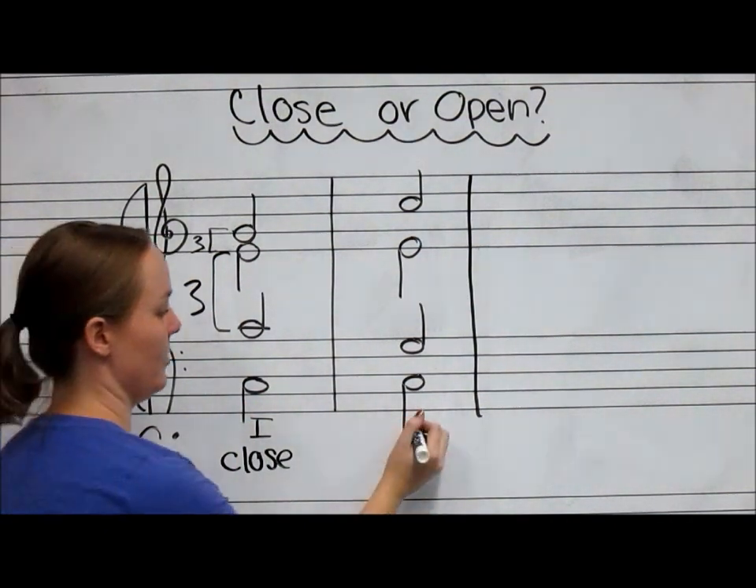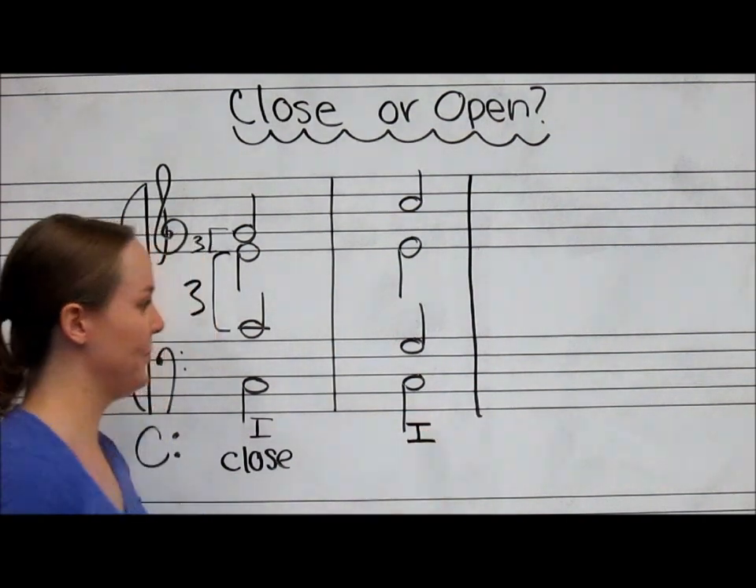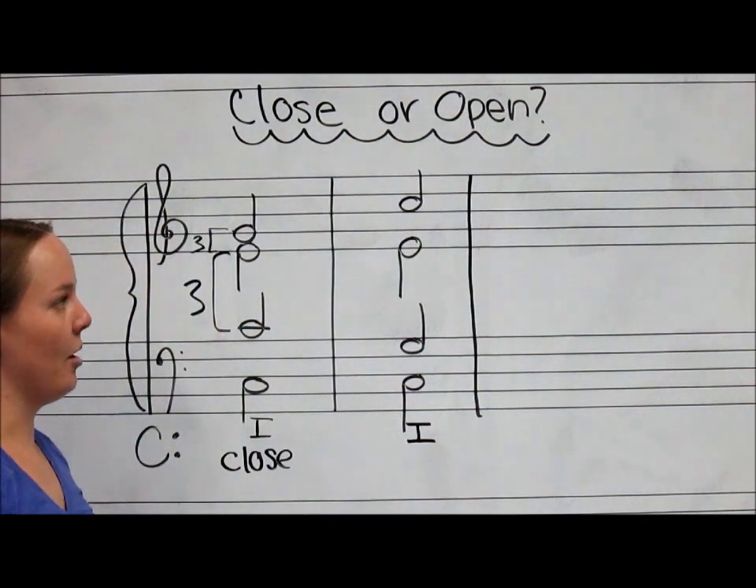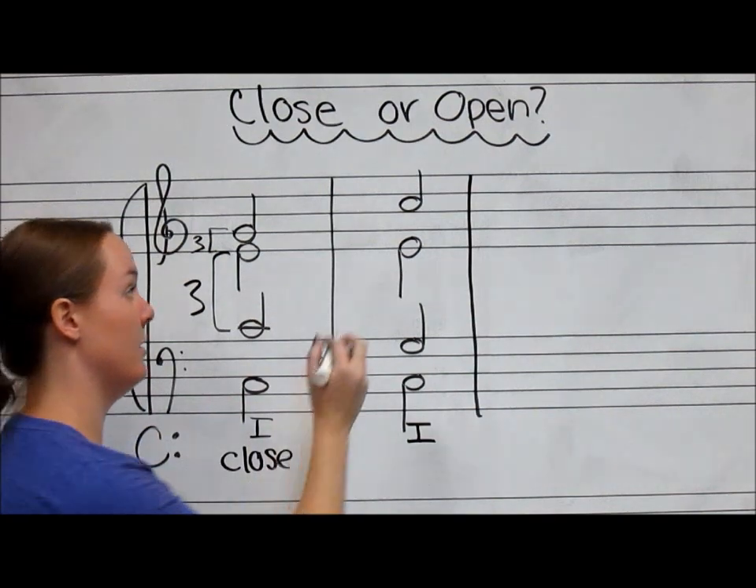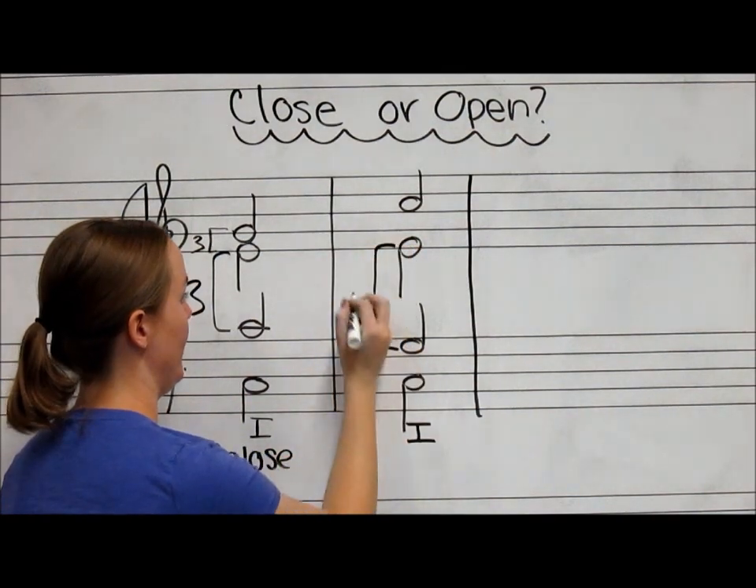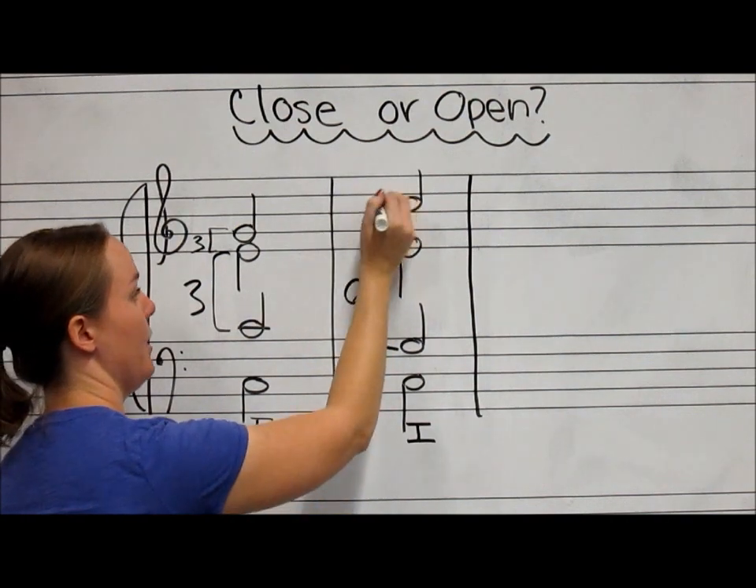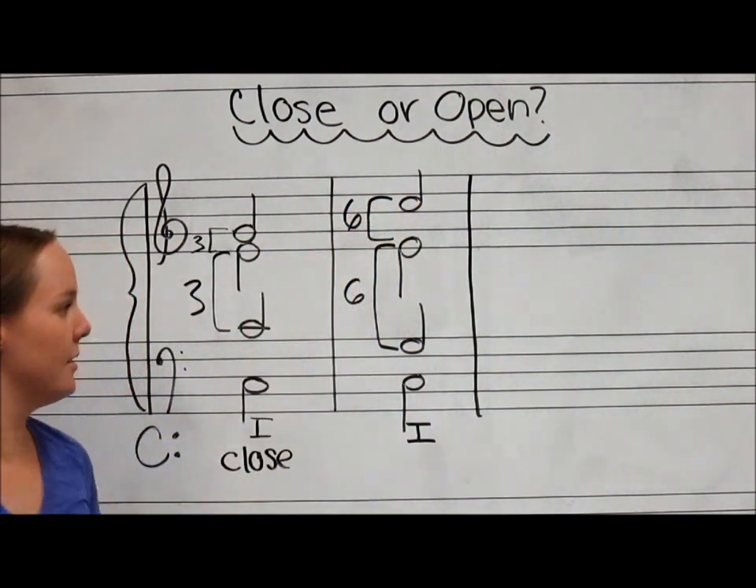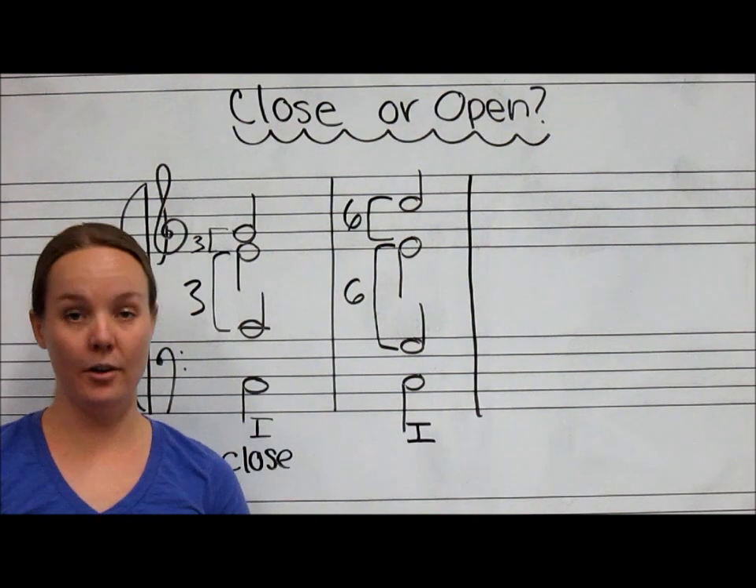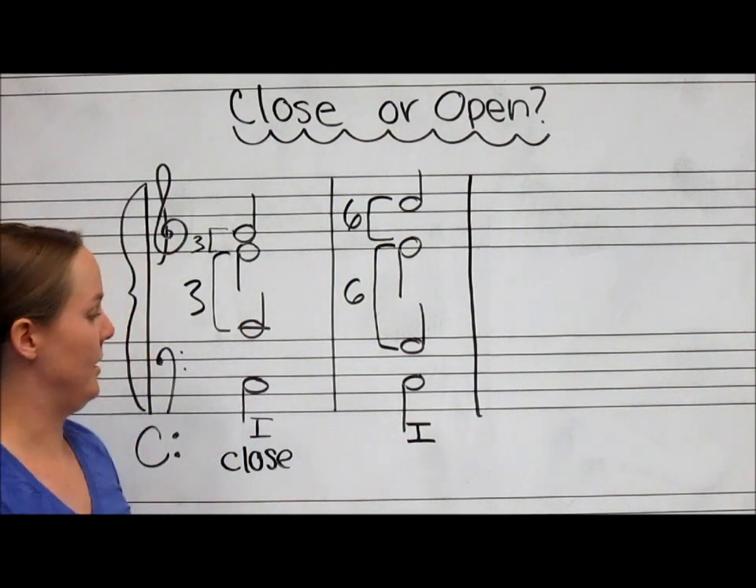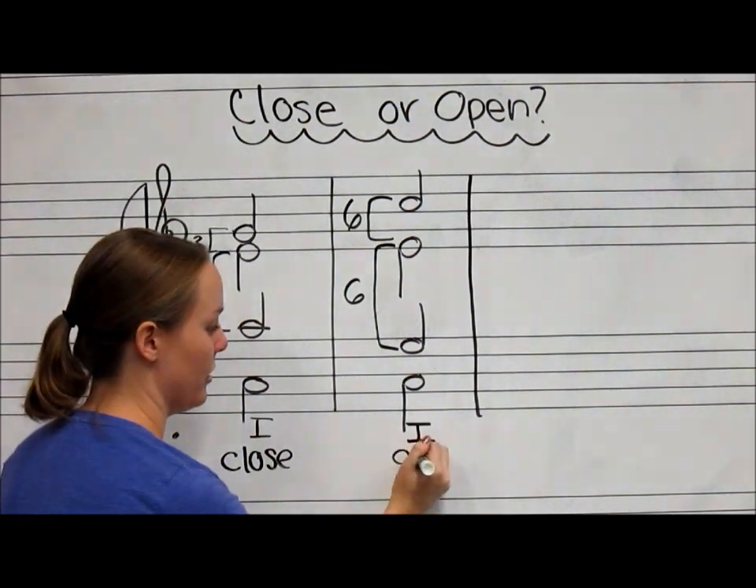All right, our next one chord in the key of C, let's look at this. From G3 to E4, we have the interval of a sixth. And from E4 to C5, we have another interval of a sixth. And because these are both greater than the interval of a fifth, this is going to make it an open structure.